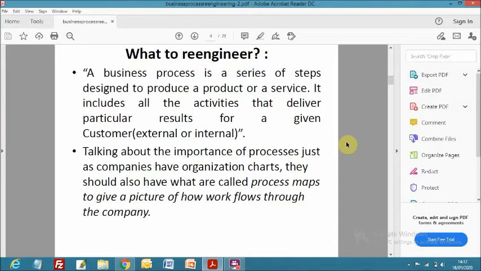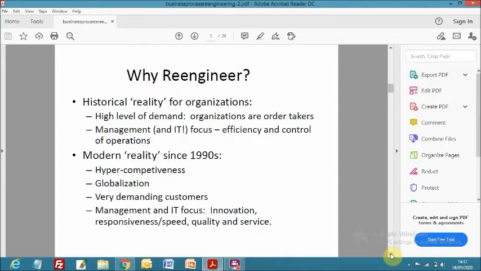We're talking about the importance of processes. Just as companies have organization charts, they should also have what are called process maps to give a picture of how work flows through the company, as we design our workflows. You may remember the logic for a computer program, when we were in school. So we have to design workflows, and then change the steps of these workflows, or the number of steps may be reduced or increased, or multiple workstations may be combined together, making it more efficient. So this is re-engineering, changing the whole thing.